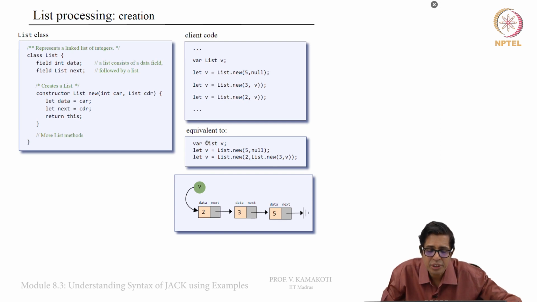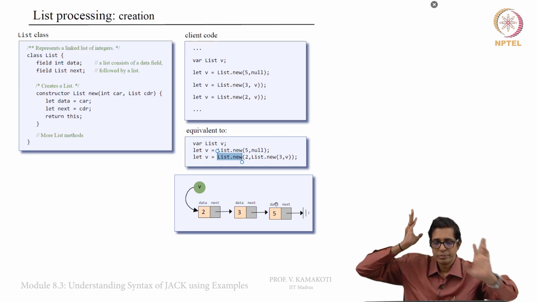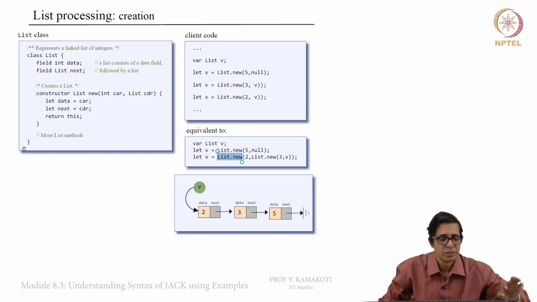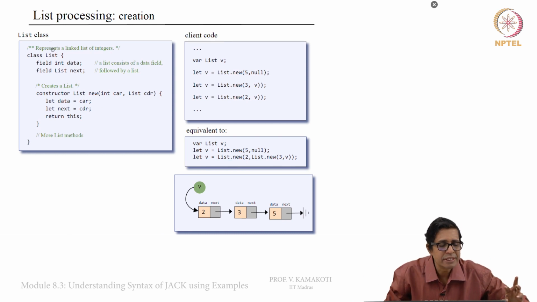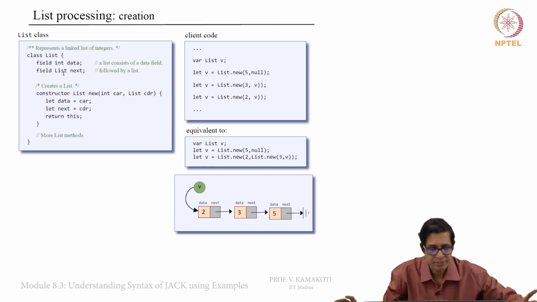So this is actually equal to V equal to list dot new 5 comma null, then V equal to list dot new 2 comma list dot new 3 comma V. If I do this, it is equivalent to creating V as 5 comma null, then 3 comma 5 comma null with this list dot new, then 2 comma 3 comma 5 with null for this third list dot new. Since a list points to itself, it is called a self-referential structure.